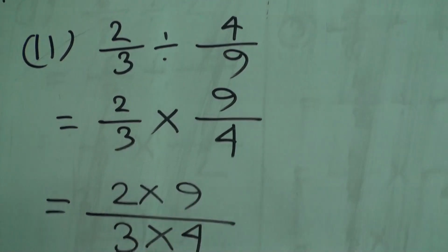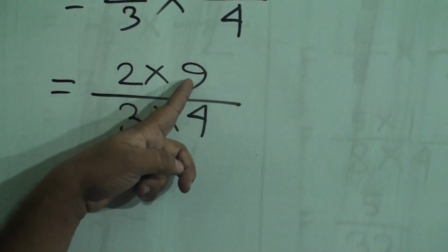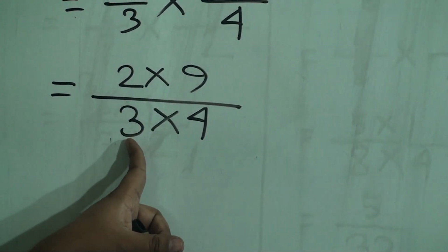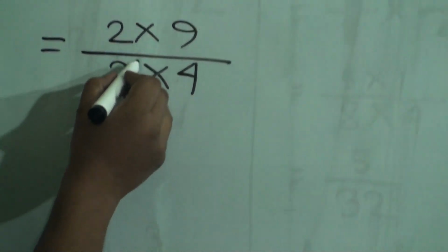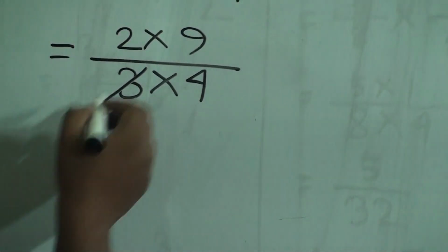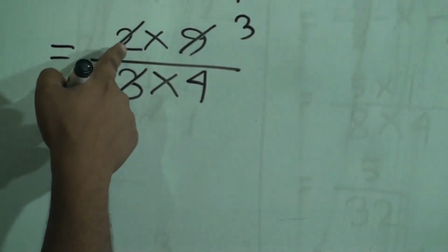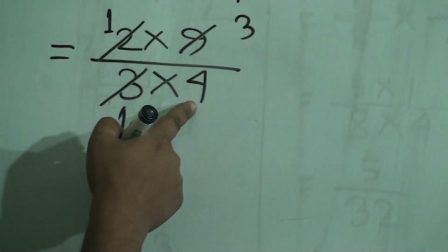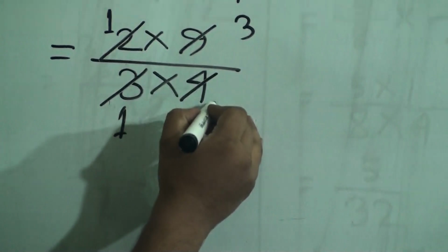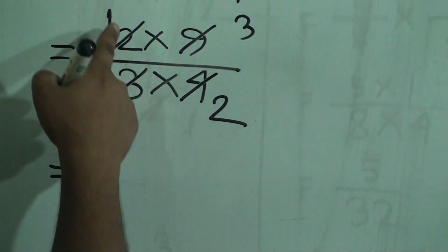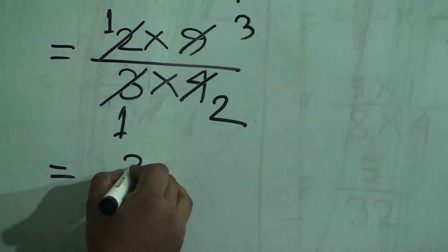And now dear students, please notice 9 and 3 both numbers are divisible by the number 3. That means if we divide 3 by 3 then we get 1. If we divide 9 by 3 then we get 3. Now we divide 2 by 2 and we get 1. 4 divided by 2 gives 2. So here 3 times 1 is 3 and 2 times 1 is 2.